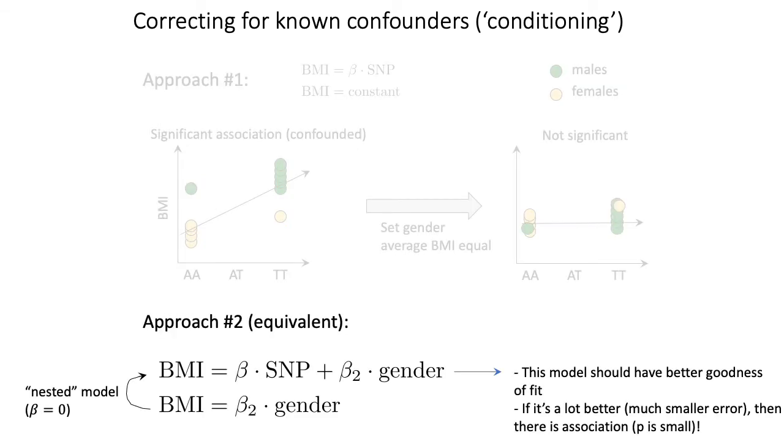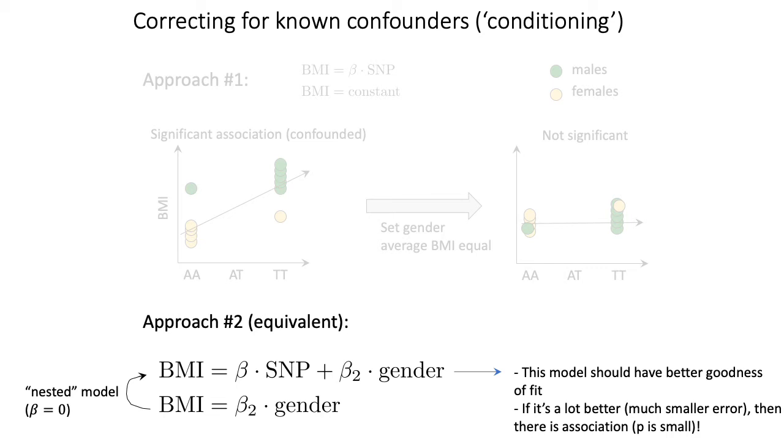So the more typical approach to correcting for confounders is by using a technique called nested models. So the idea of a nested model is that if you want to test whether or not a SNP is significantly associated with BMI beyond what you can explain using a confounding variable like gender, the idea is that you want to basically fit two lines to your data.